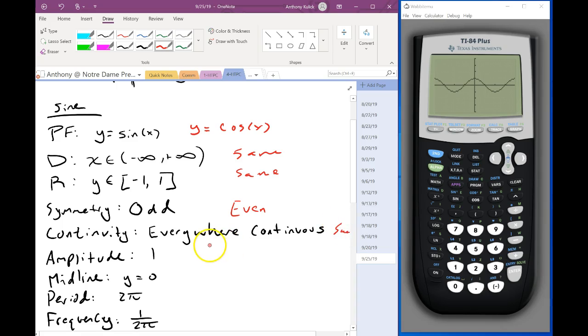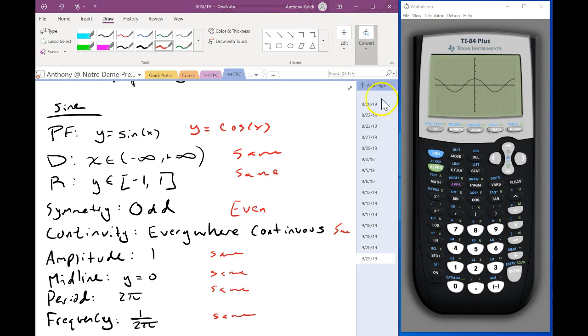How about the amplitude? Still 1. How about the midline? Still the same. The period? Still the same. The frequency? Still the same. So the only thing that changed between sine and cosine from these descriptors is the symmetry.